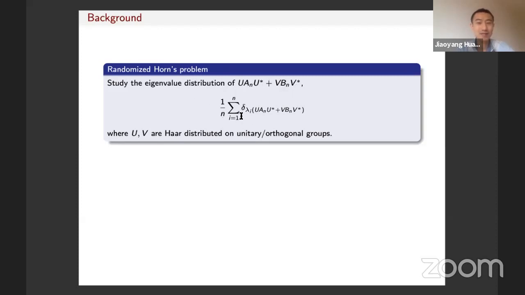The empirical eigenvalue distribution is just 1 over n, sum of delta lambda i, where the lambda i are the eigenvalues of this sum. And here U and V follow the Haar distribution on the unitary or orthogonal group. So this is just to study the eigenvalues of the sum of two matrices with eigenvalues given by An and Bn, and the eigenvectors are completely random.